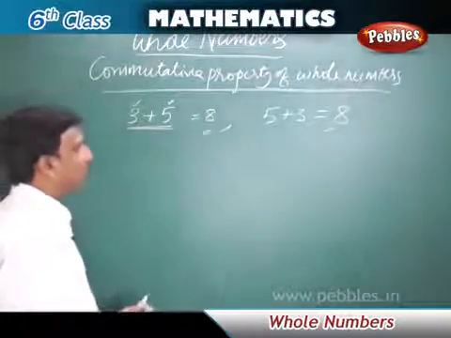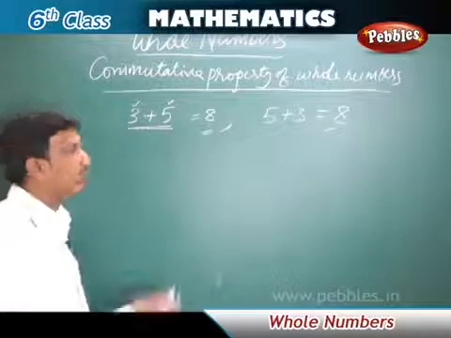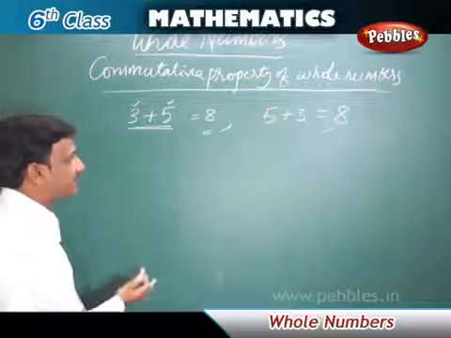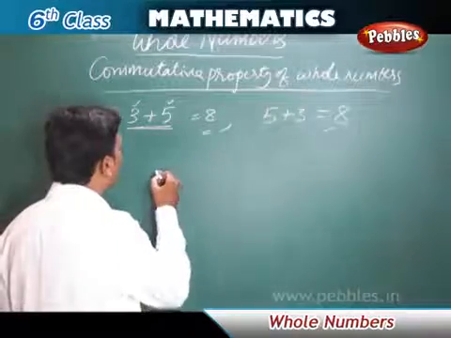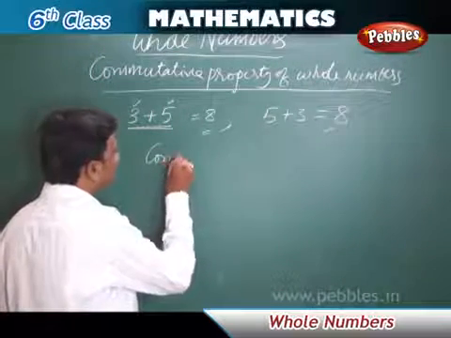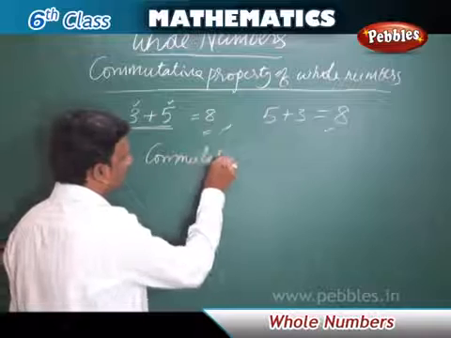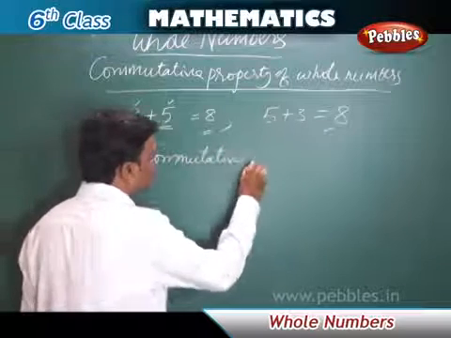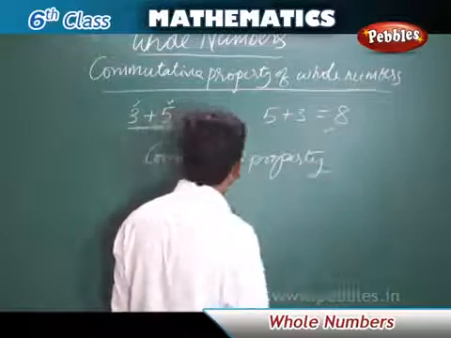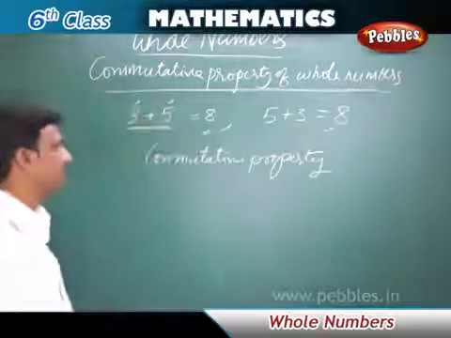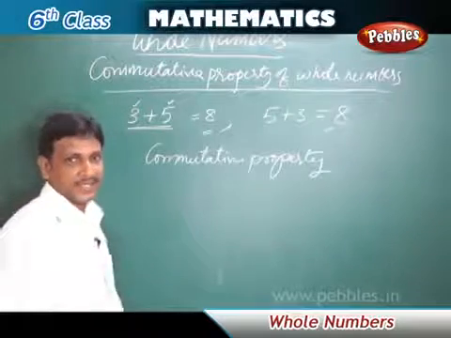So the sum of the whole numbers, even though the order of the pair is changed, the value will be the same. This property is known as commutative property. So the whole numbers are commutative in case of an addition.